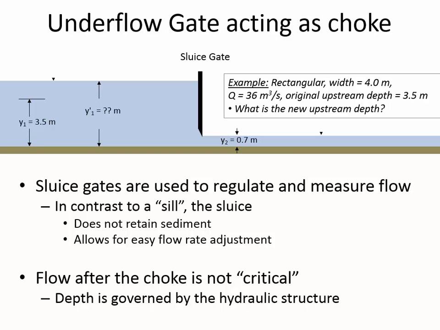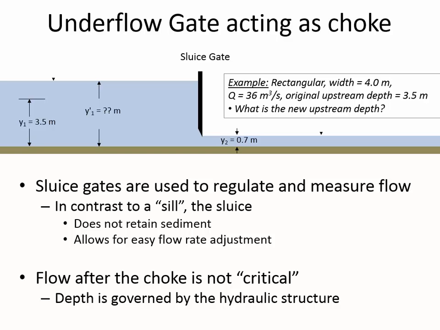Okay, so here the flow rate is 36 cubic meters per second, and the channel width is 4 meters. So the flow per unit width, lowercase q, is going to be 9 meters squared per second. And we'll just use that directly in the energy equation, because that's the easiest way for us to do the velocity head.